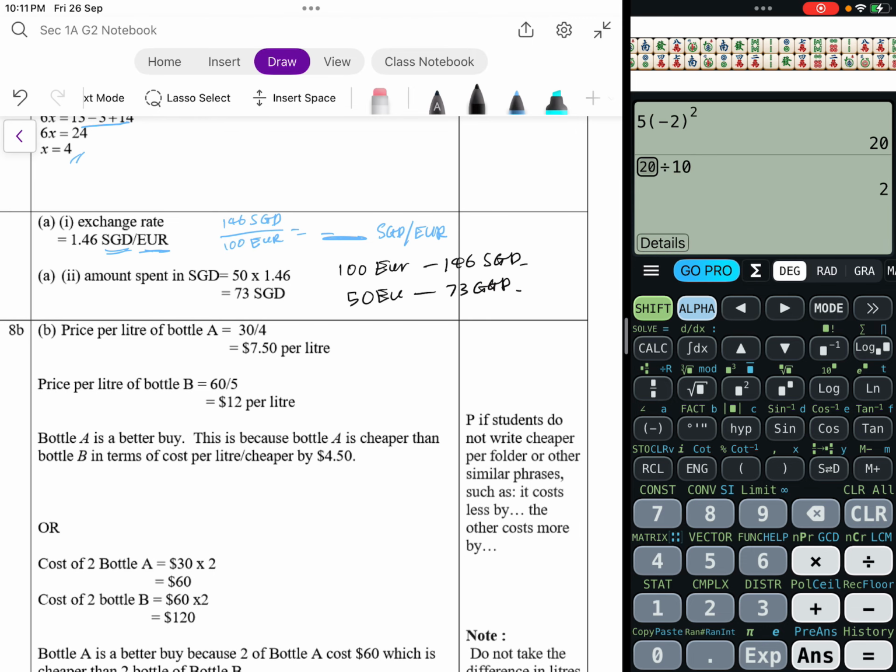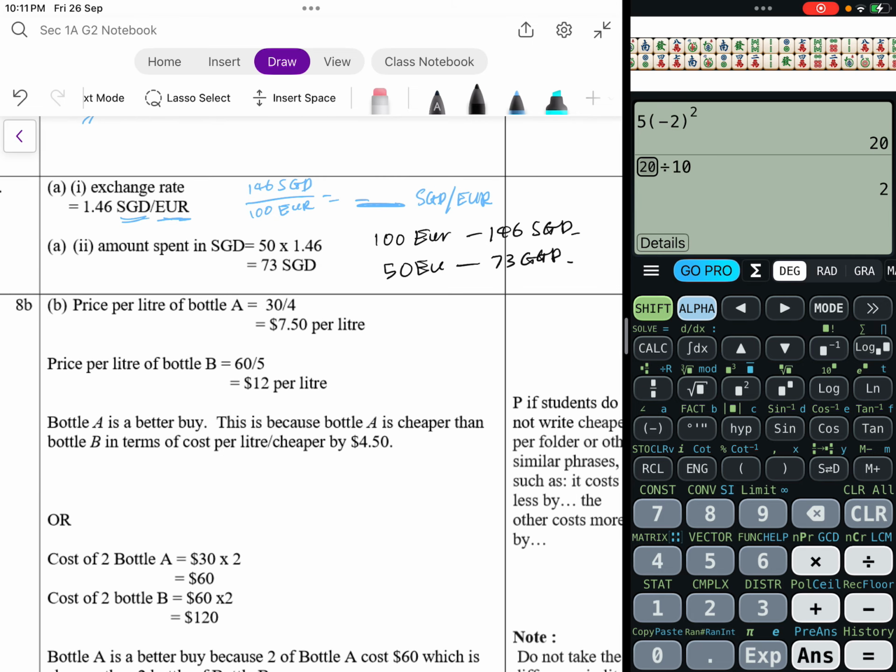Okay, next one. Then they ask you, cooking oil is sold at a supermarket in 2 different bottles, A and B. So how to know which one is better? Now you can take price divided by liter or liter divided by price. So down here they take price divided by liter. So for bottle A, each liter costs 7.50. Take 60 divided by 5, each liter costs $12.